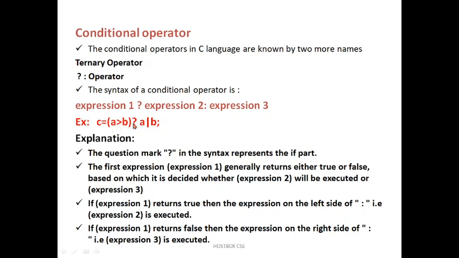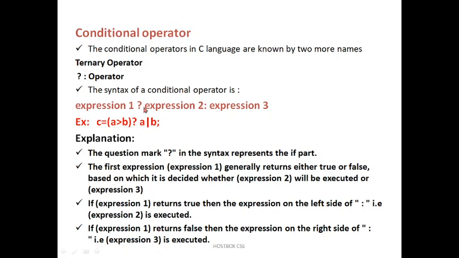Remember, again repeating, the example for a condition operator is very easy. See, A greater than B is checked. If the condition is true, it will print A, or else it prints B. The question mark here represents the if part. So instead of if A greater than B, you can use it here as a conditional statement. The first expression generally returns either true or false, based on which it is decided whether expression 2 or expression 3 will be executed. If expression 1 returns true, then the expression on the left side, that is expression 2, is executed. If expression 1 returns false, then the expression on the right side, expression 3, is executed.